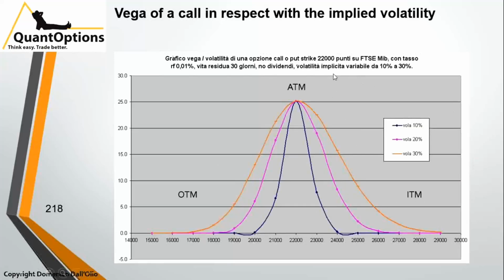Vega of a call with respect to the implied volatility. Once again, this could seem a contradiction in terms, the effect of volatility against volatility, but it is not absurd. What happens to the chart of the Vega with respect to the volatility of an option, call or put, strike 22,000 points, FTSE index, interest rate 0.01%, residual life 30 days, no dividend, implied volatility ranging between 10 and 30%? The lower the implied volatility, the more only at the money options react to changes in the implied volatility. The higher the initial implied volatility, the more all the options react to changes in the implied volatility.